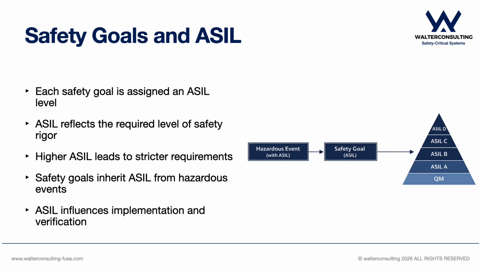Safety goals are always linked to an ASIL level. This ASIL is inherited from the hazardous event identified during HARA. So the level of risk directly determines how strict the safety goal must be. A higher ASIL means stricter requirements, more robust design, and more extensive verification. This ensures that critical risks are addressed with the appropriate level of rigor. So here's a key takeaway. Safety goals are not just statements. They carry a defined safety integrity level that influences the entire development process.